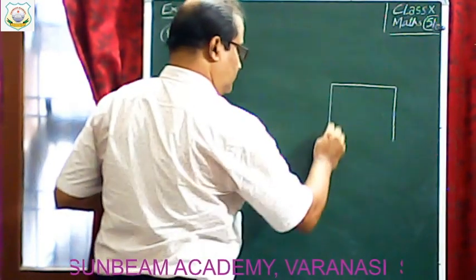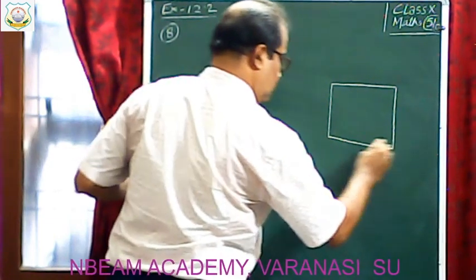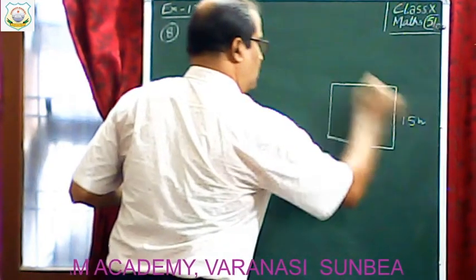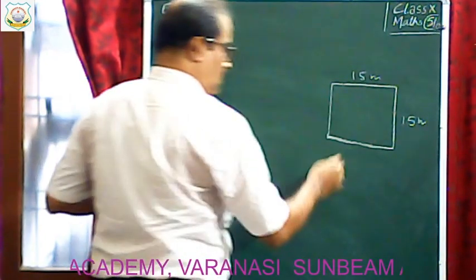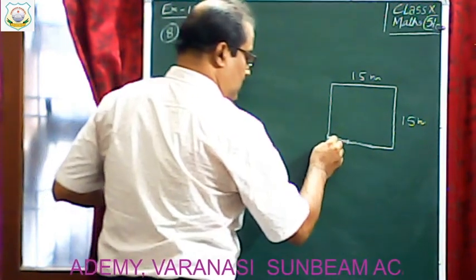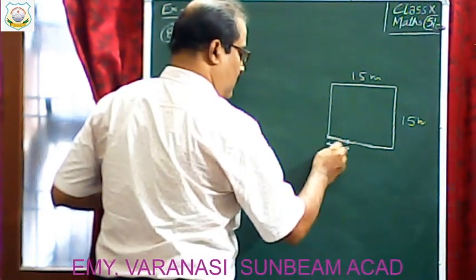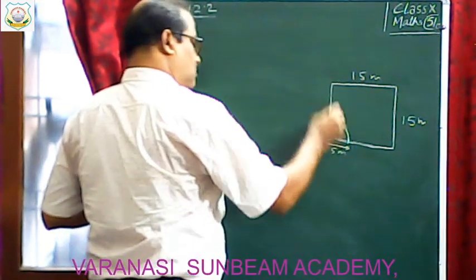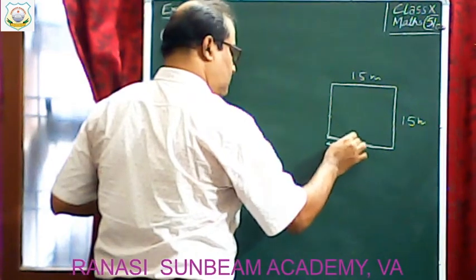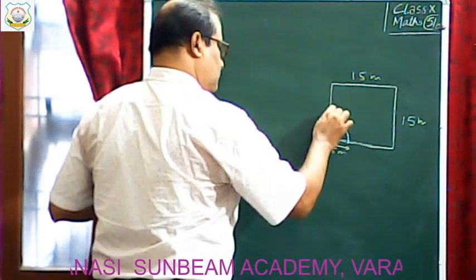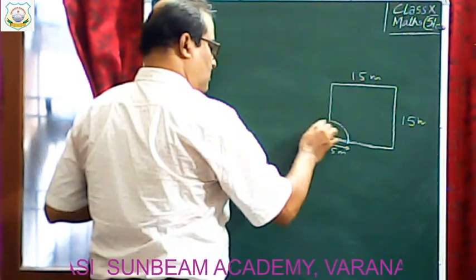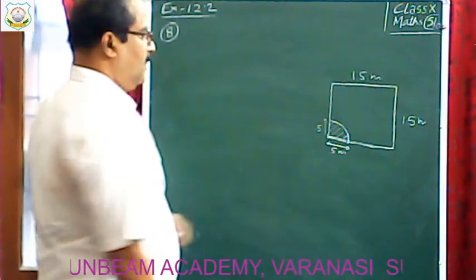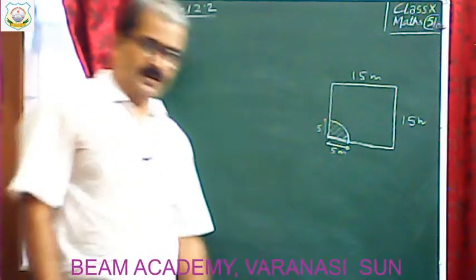Figure, first figure, square field, figure is given. Square field, 15 meter length of side. One horse is tied at one corner of the field by 5 meter long rope. So how much area grazed by the horse? It is also 5. So this portion only grazed by the horse. Okay, so which figure formed you have to identify.